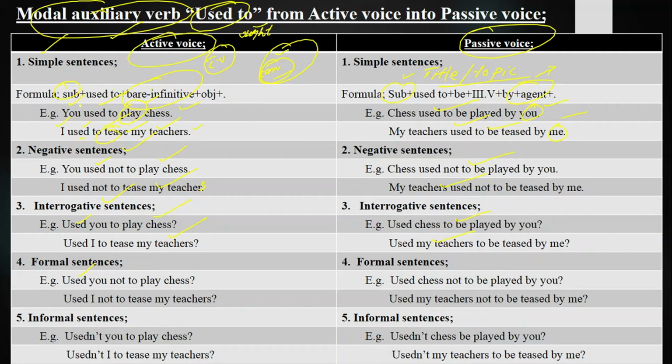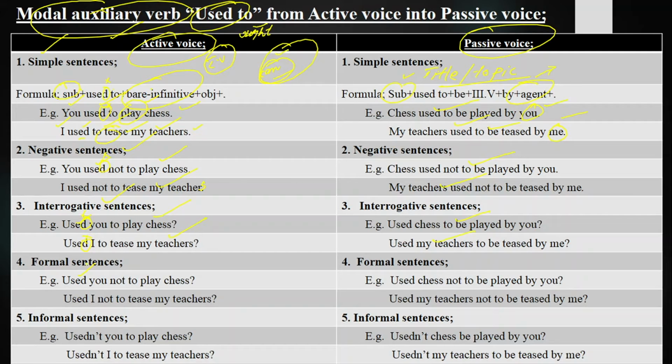Okay, keep in your mind one thing, that D we write but it is not pronounced. It is written but it is not pronounced. You will say 'use to', not 'used to'. D is silent, you will not pronounce it.